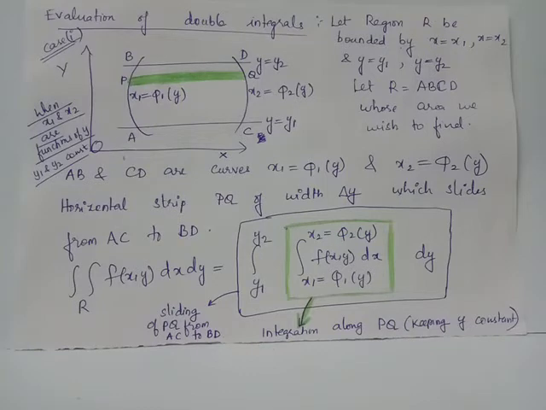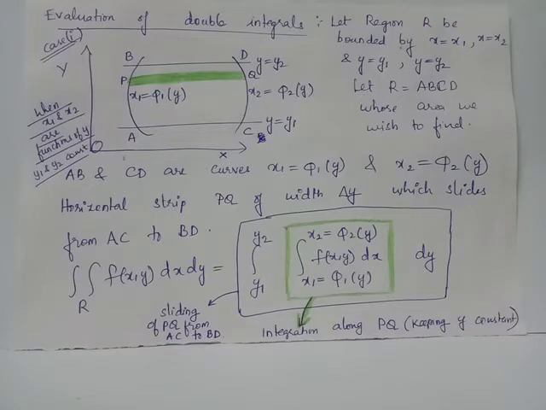In order to perform integration, we will check for the variable which has non-constant limits. Here x1 and x2 are curves which are functions of y, and hence x is the variable which has non-constant limit. Whenever x has non-constant limit, we will consider a horizontal strip. Let us call PQ the required horizontal strip whose width is delta y.